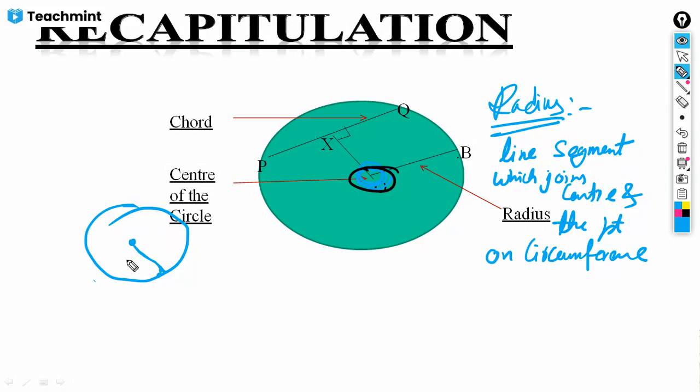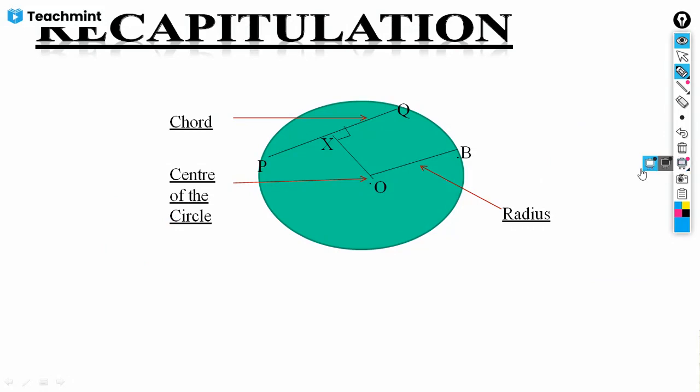Radius. So these are the things which you have learned in the lower classes. Here in the diagram, what is the radius? Here O is the center, B is a point on the circumference of the circle. Therefore, OB is a radius.